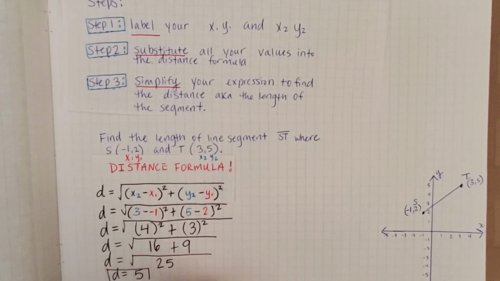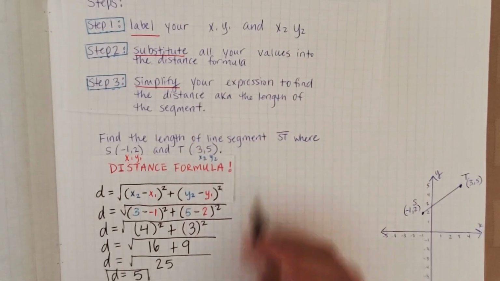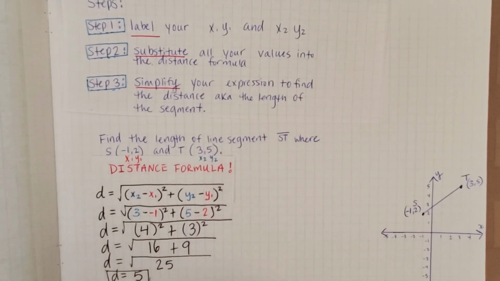So here we are. I have finally found the distance of line segment ST, or aka the length of ST is 5 units.